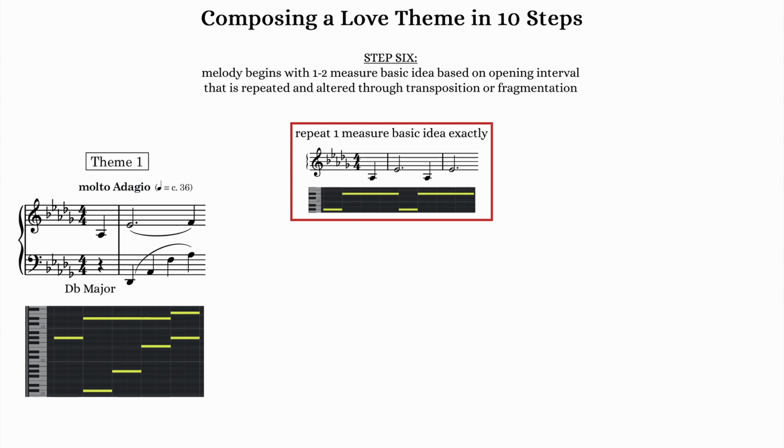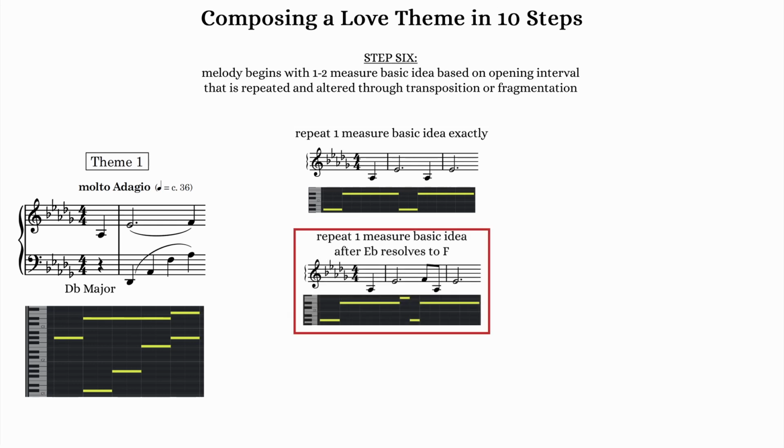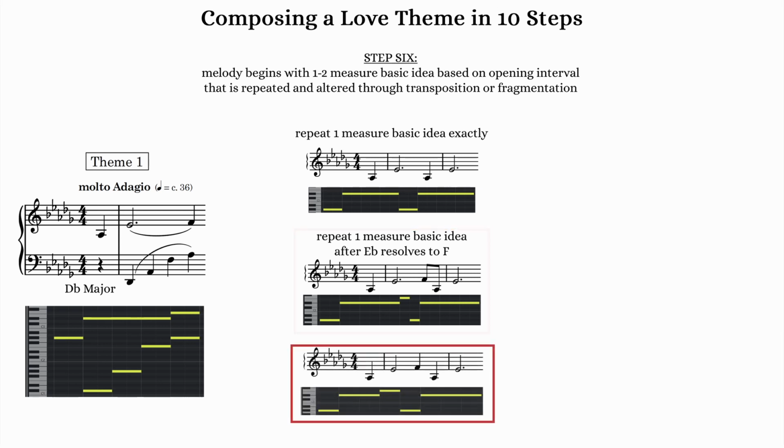So perhaps moving from the E flat to the F is in fact what I wanted all along. Then I could go back down to the low A flat to repeat the opening interval like this. Or instead of eighth notes, I could shift the F to be earlier by a beat to achieve a similar result, but with slower motion.